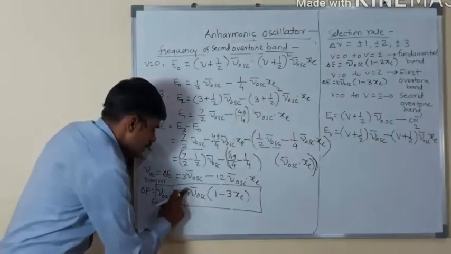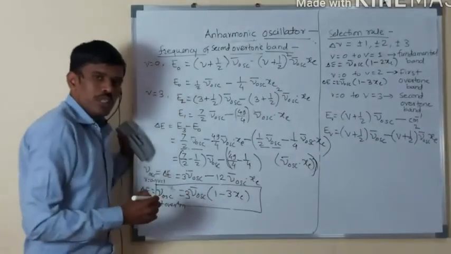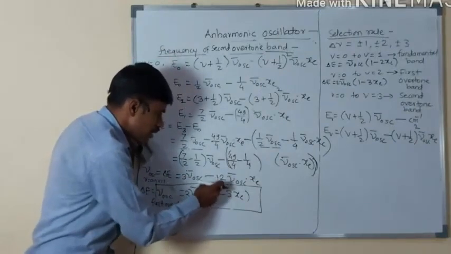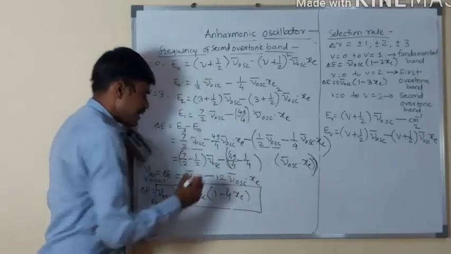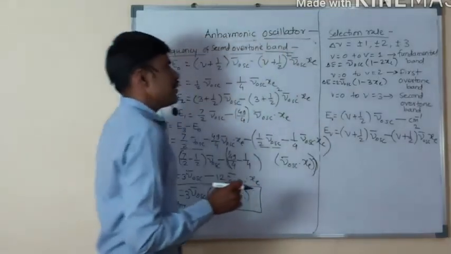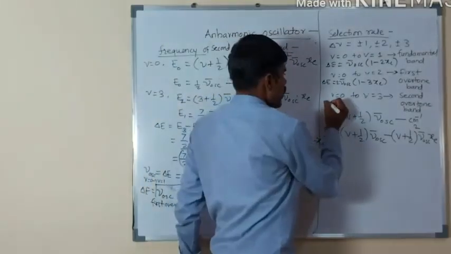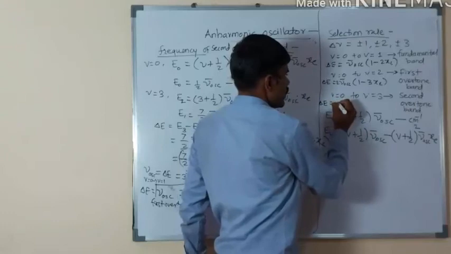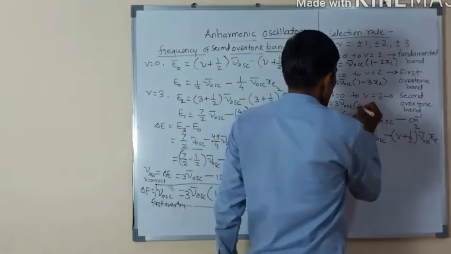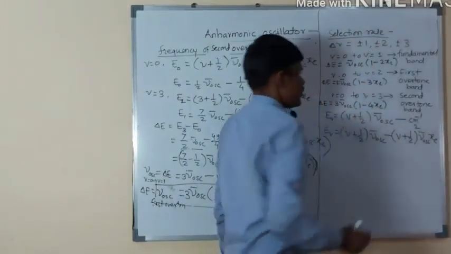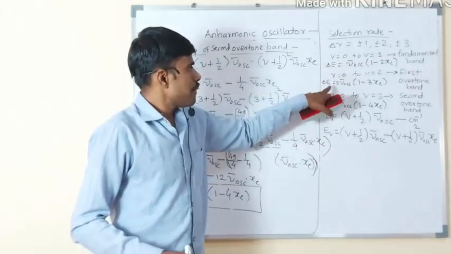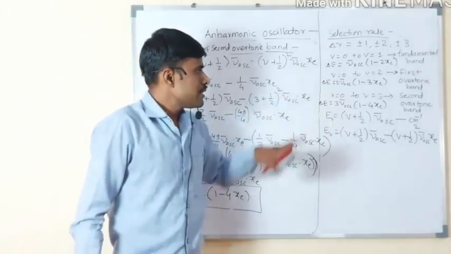Take the common term 3 ν̄ of oscillation. After taking this common, the remaining is 1 minus 4Xc. So for the second overtone band, the energy difference is equal to 3 ν̄ of oscillation into 1 minus 4Xc. So all these are the energies for the fundamental band, first overtone and second overtone.